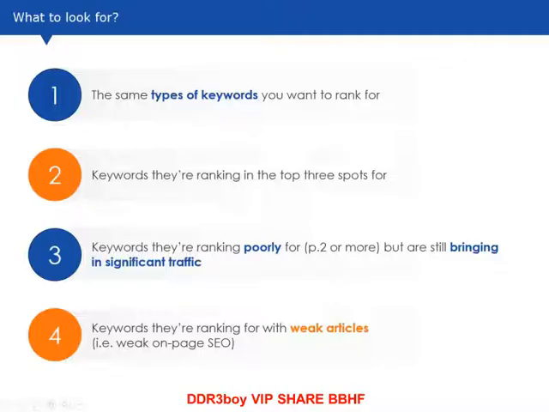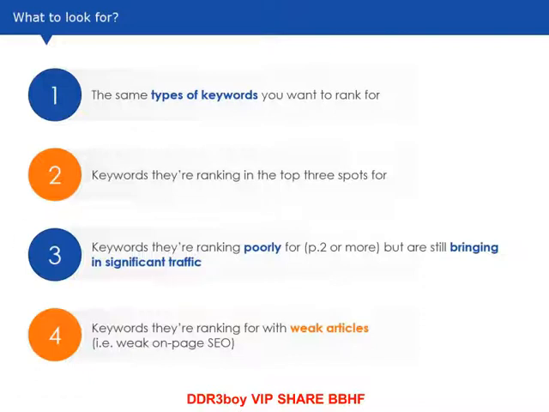Again, what you want to look for are the same types of keywords that you want to rank for. Second, keywords that they're ranking in the top 3 spots for. Keywords that they're ranking poorly for, so maybe they're on page 2 or more, but they're still bringing in significant traffic. And then finally, keywords they're ranking for with weak articles, and they have weak on-page SEO.